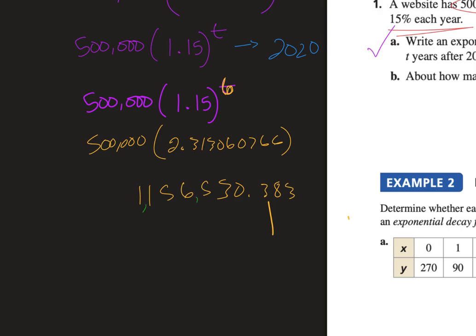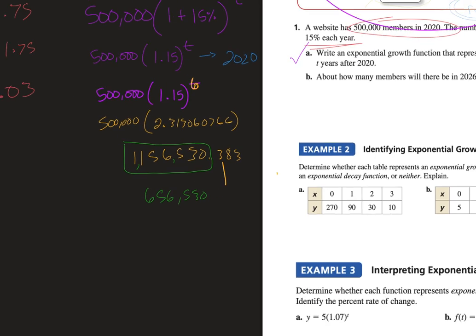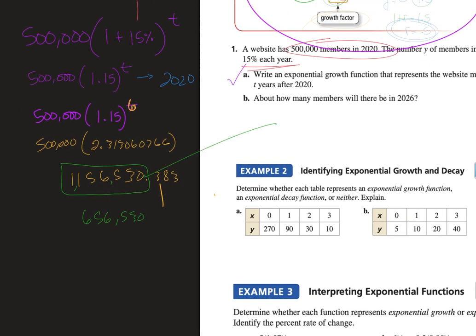So after 6 years, this website has grown by that, or up to that. It was at 500,000. So here, just some quick math. It grew by 600,000, 56,530. This is how much it grew by. Now the answer that they're looking for is 1.1 million. But I just figured I'd give you an idea of, yeah, if you grew 15% per year for 6 years, it would look like that.